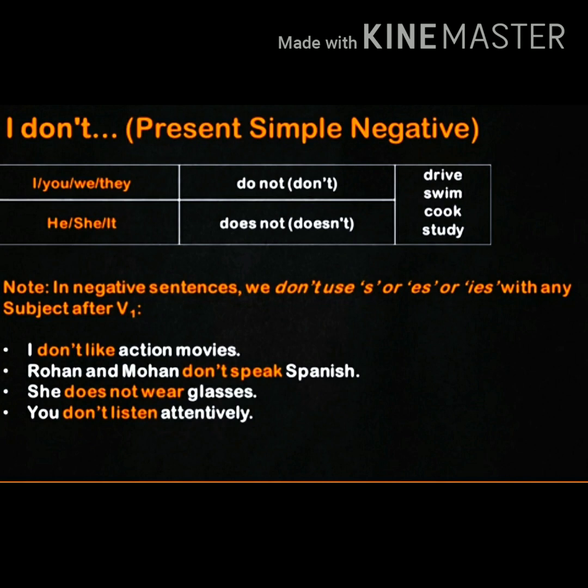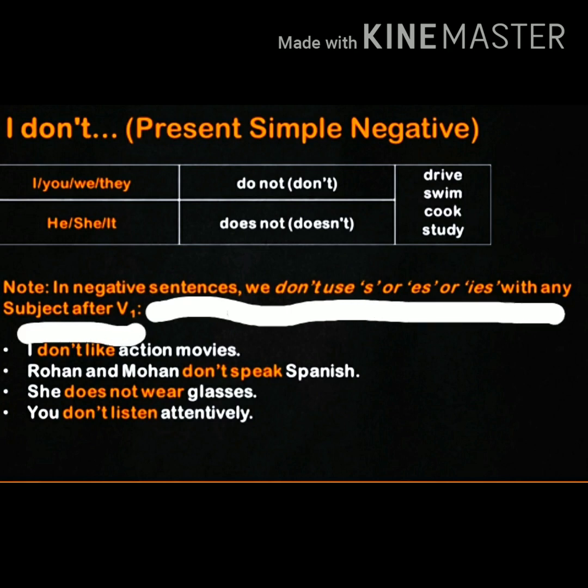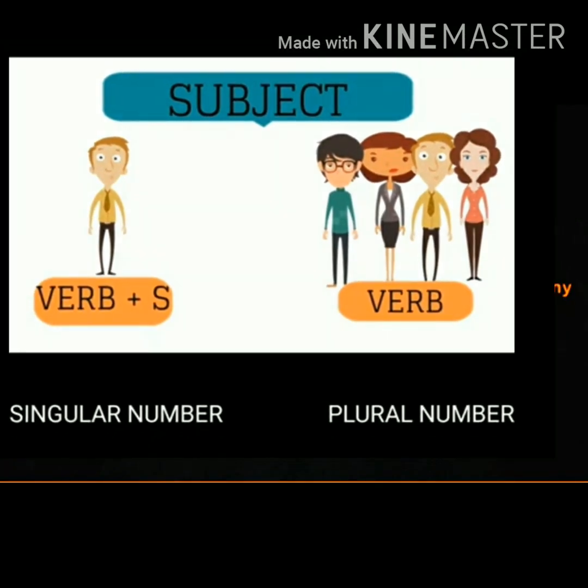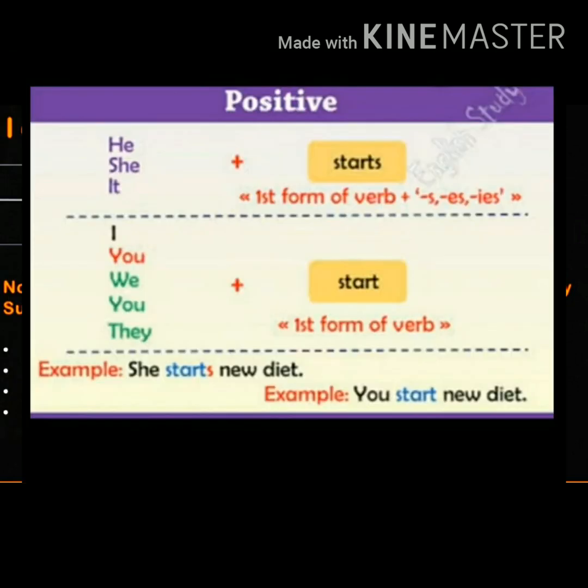Here you can notice a very important point that in negative sentences we don't use s or es or ies with any subject after the verb. Why is it like that? I wish you all remember our subject verb agreement video where I have explained to you that in simple present tense we can use verb plus s when we are talking about singular number, and when we are talking about plural number we will not use any s in the sentences.